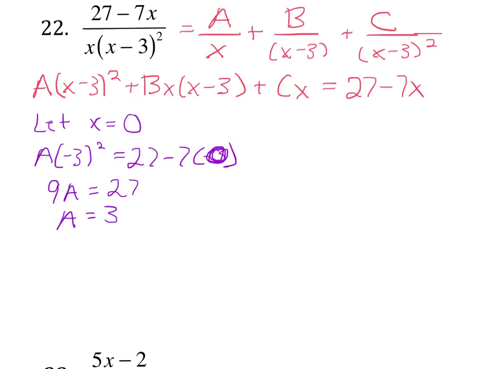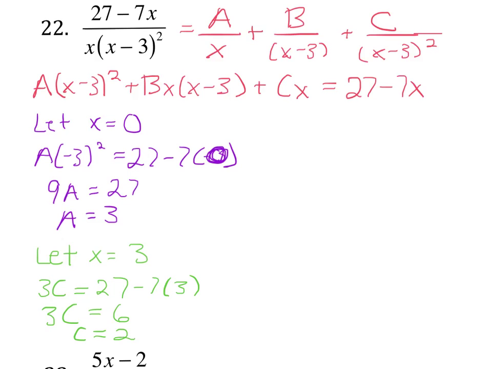Now I'm going to let x equal 3 in order to cancel out the a term, since that'll become 0, and the b term to help me find the c term. So I'll get 3c equals 27 minus 7 times 3. So 3c will equal 27 minus 21, which is 6. So c will equal 2.